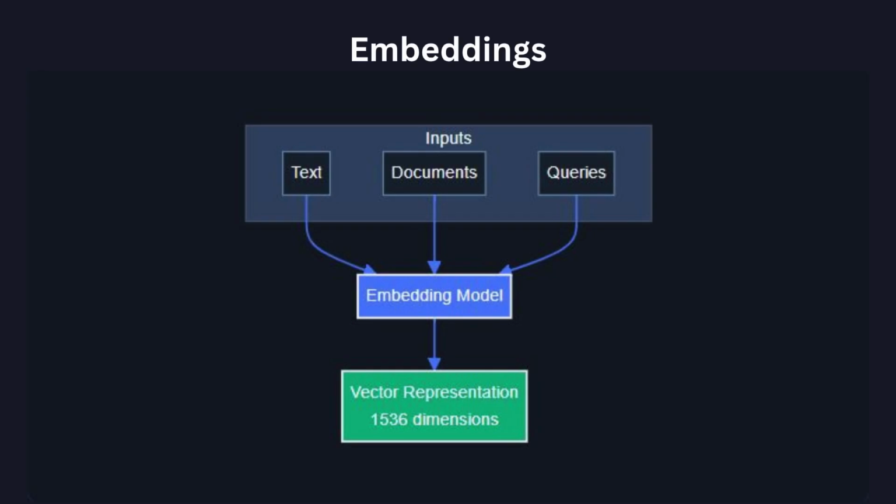Embeddings. Embeddings convert text into numerical vectors that capture semantic meaning. Documents are converted into vectors at index time, and queries are converted into vectors at search time. Similar concepts produce vectors that are close together in high-dimensional space, regardless of the exact wording. This enables semantic search, where the system finds documents based on meaning rather than keywords.